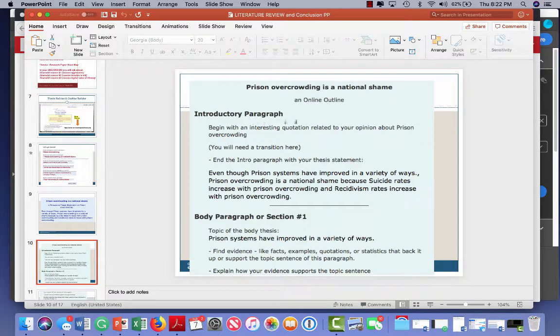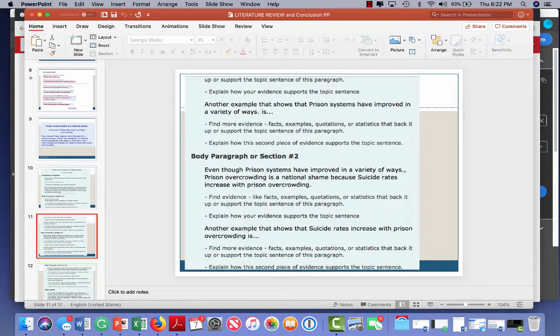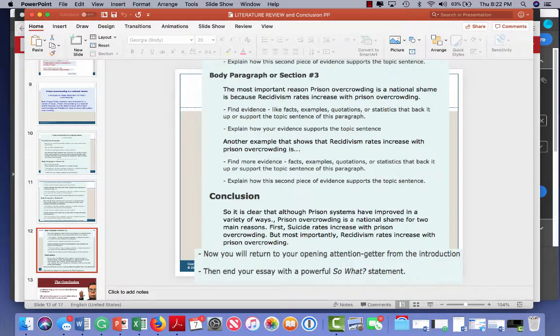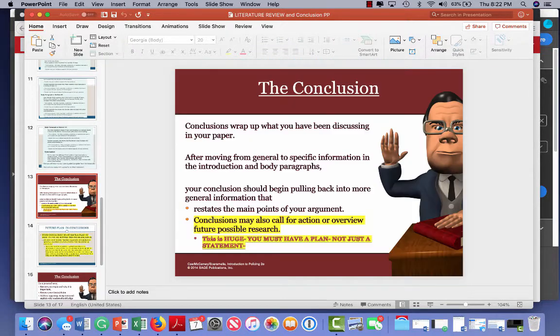And then here's a real rough idea of what you should write in your introduction, your first body paragraph, the second body paragraph, the third. And like I said, it doesn't write it for you, but it gets you started, which is sometimes the most difficult thing to do.